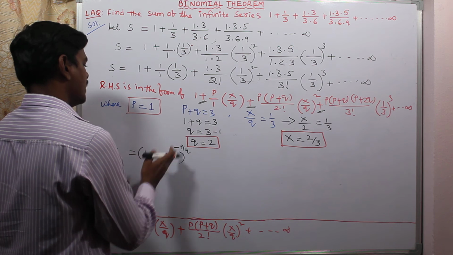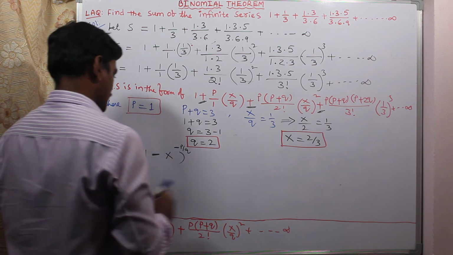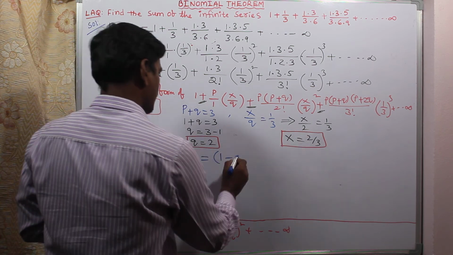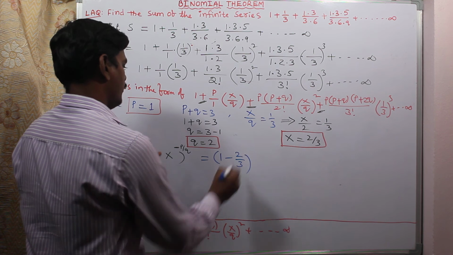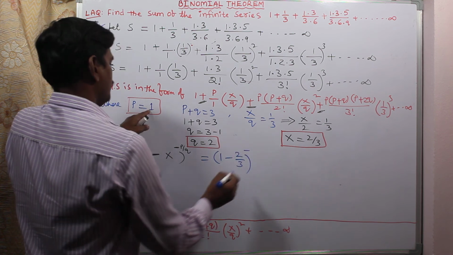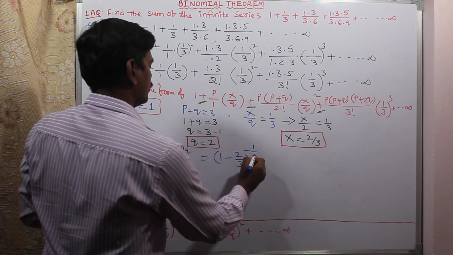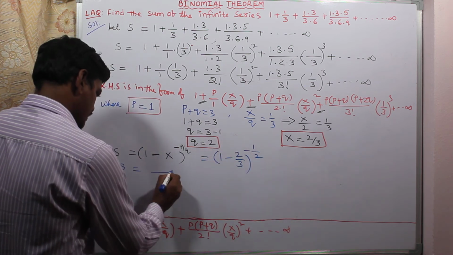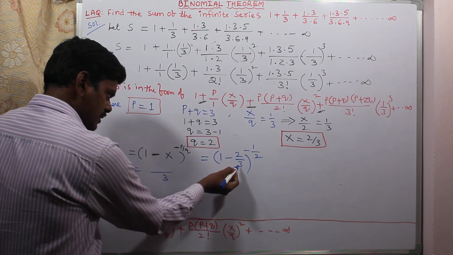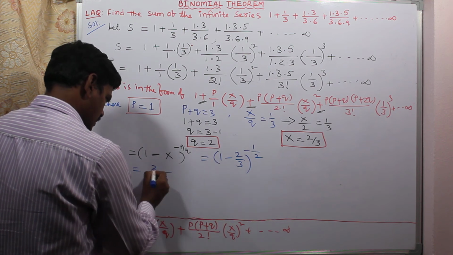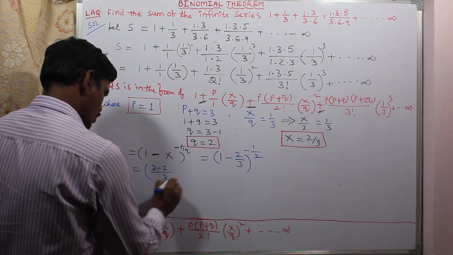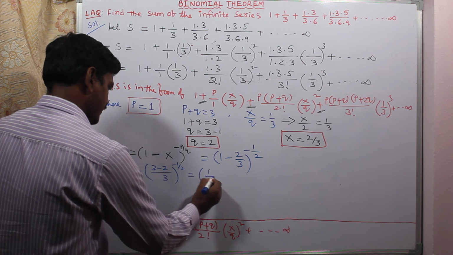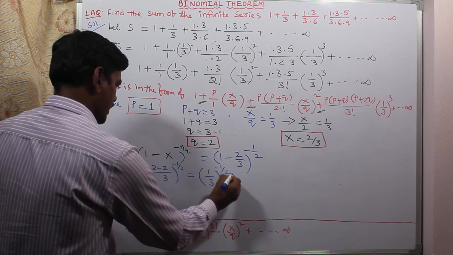Now substituting x value, p value, q value here. 1 minus capital X value 2 by 3, whole power minus p by q. P value 1 by q value 2. So now s is equals to 1 minus 2 by 3. So 3 is the LCM. Just like cross multiplication, 3 into 1 is 3, minus 2, whole power minus 1 by 2. 3 minus 2 is 1, so 1 by 3 whole power minus 1 by 2.